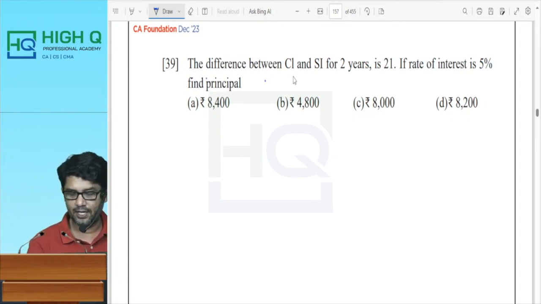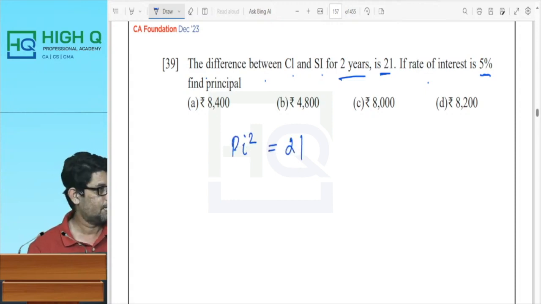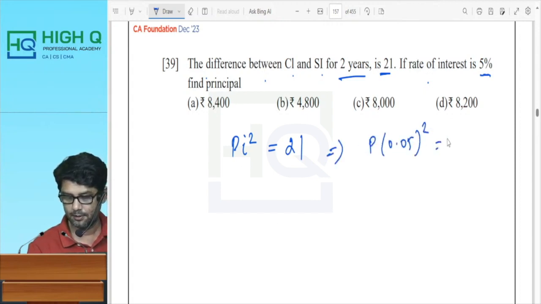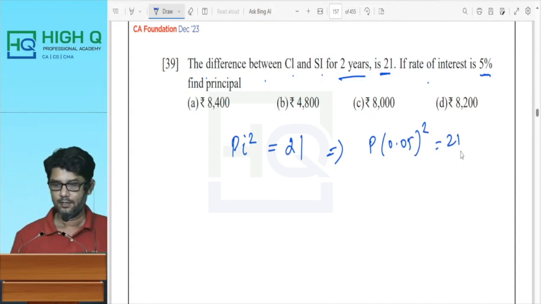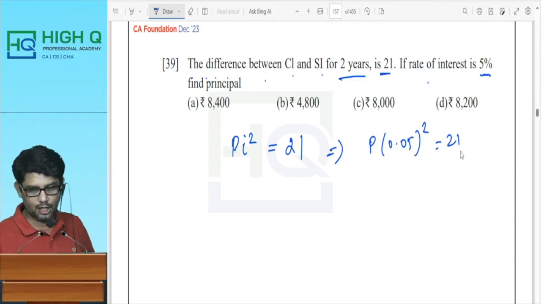The difference between compound interest and simple interest for 2 years is 21. If the rate of interest is 5%, find the principal. 2 years. What is the logic, my dear? P i square equal to 21. Am I right? For this, tell me what is the answer. Option A.